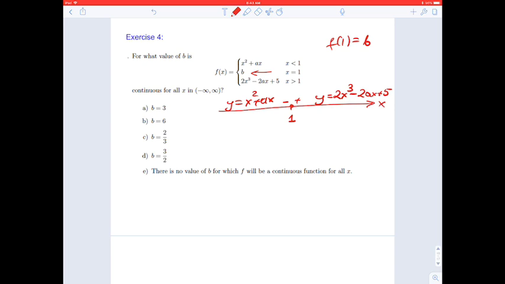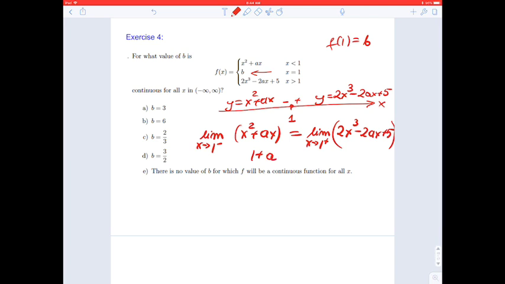That means since my function is split for left and the right hand side, I have to find the limit first. Limit as x goes to 1 from the left hand side, and that's my function, must be exactly the same like the limit as x goes to 1 from the right hand side, 2x cubed minus 2ax plus 5. Okay. No rational function, just the polynomials. Let's substitute 1. 1 squared is 1, 1 times a is a. 1 cubed is 1, 2, minus 2 times a times 1, 2a, and plus 5.